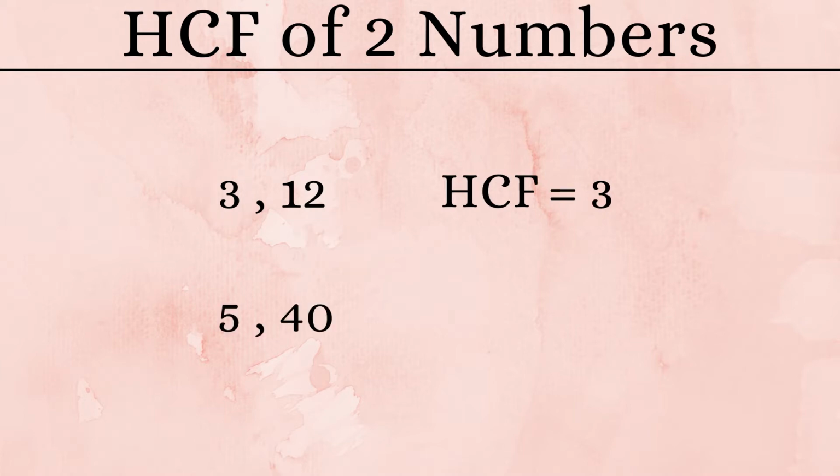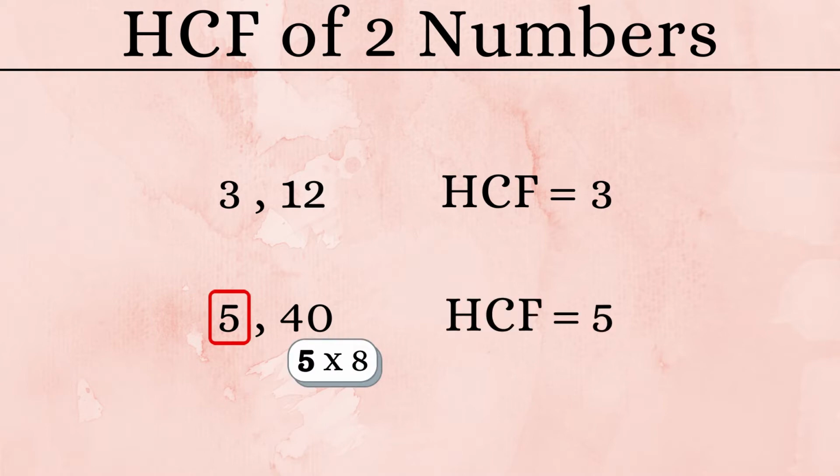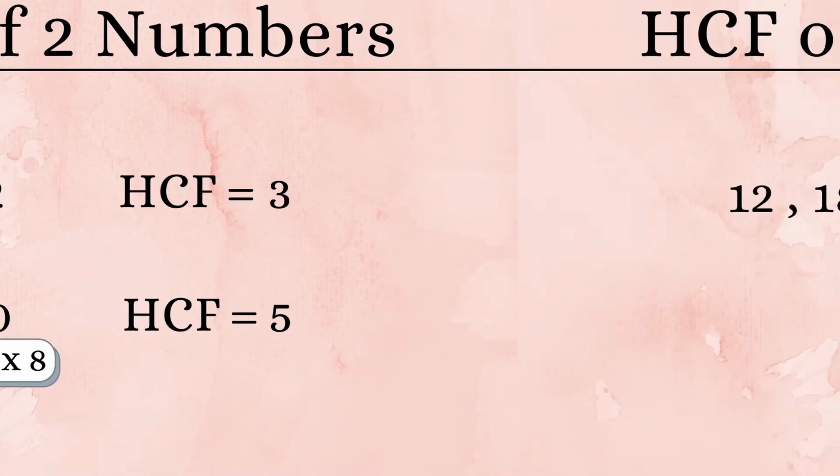Next example, 5 and 40. First mark the smaller number, 5. 40 is a multiple of 5. So our HCF is 5 itself. Now let's move on to slightly larger numbers.